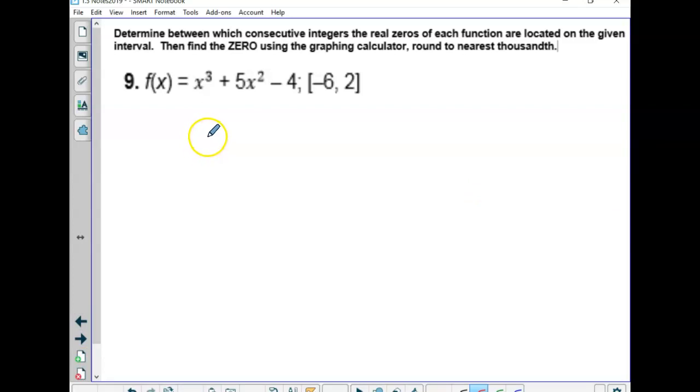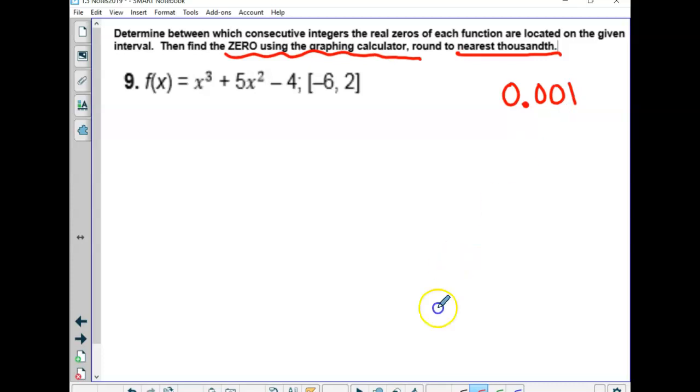Okay. Determine between which consecutive integers the real zeros of each function are located on the given interval. So we're supposed to check the table from -6 to 2 and see where it changes sign. But we're not going to bother because it says then find the actual zeros using the graphing calculator. Nearest thousandth means how many places? Tenths, hundredths, thousandths. 3 decimals, right?